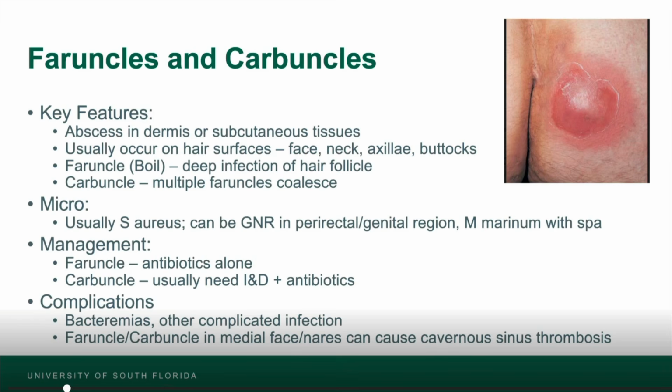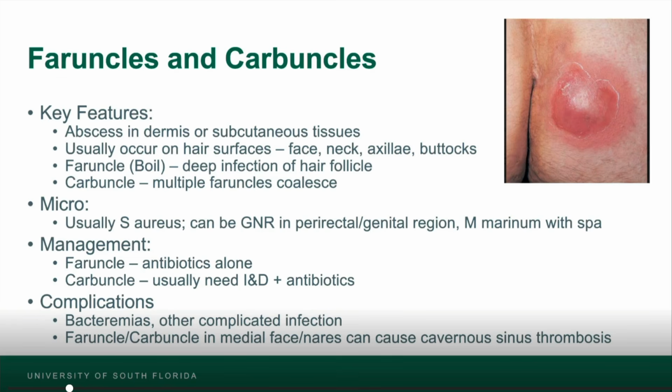So furuncles and carbuncles, these are abscesses in the dermis or subcutaneous tissue. So we're getting deeper in the skin layer. Again, they usually occur on more hairy surfaces. Furuncle, some people will call it a boil, and that's a deep infection of the hair follicle. And then if multiple of those furuncles coalesce, you end up with a carbuncle. Usually Staph aureus, though, like anything, other things can also cause infection, especially in the genital region, where you can have more gram-negative rods or anaerobes.